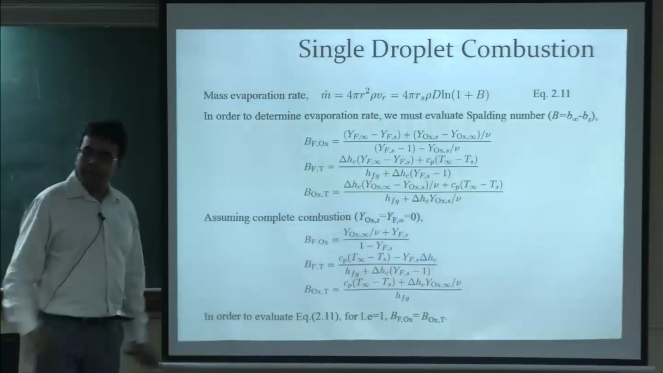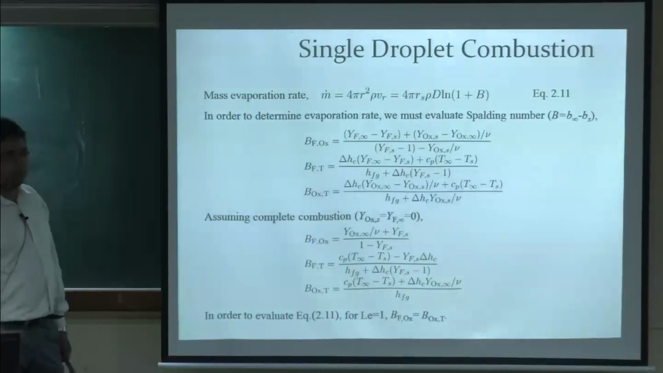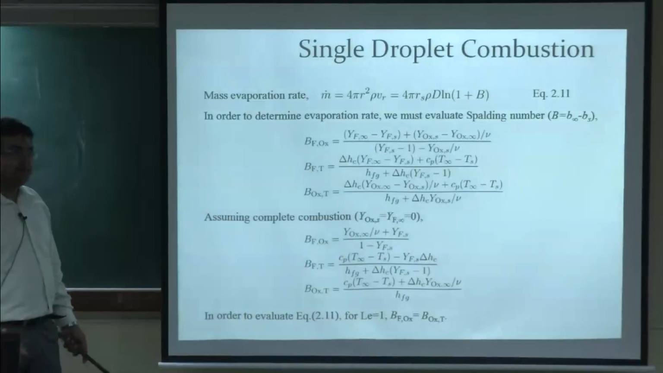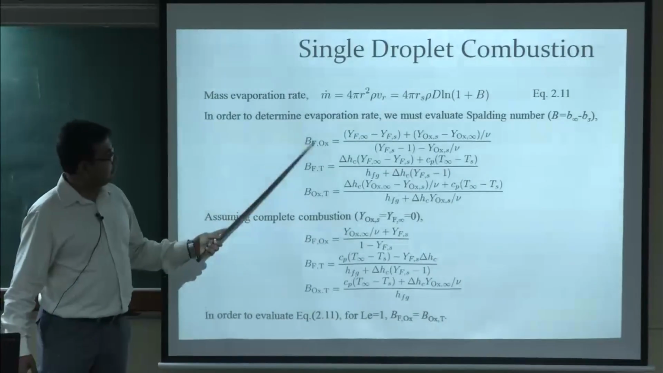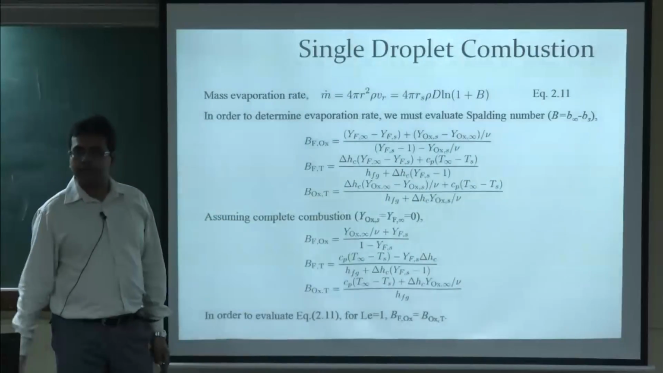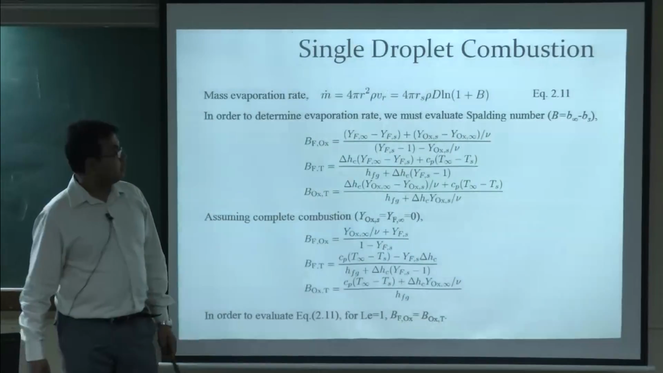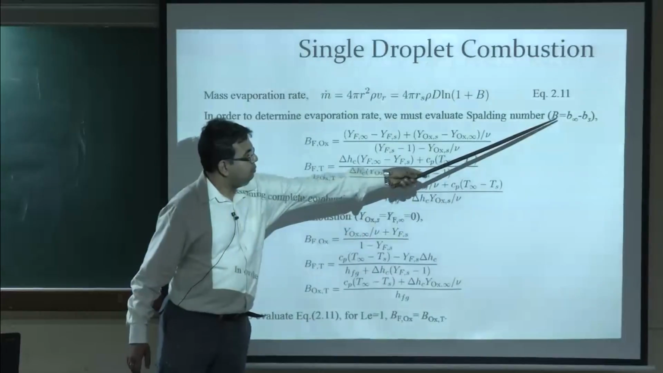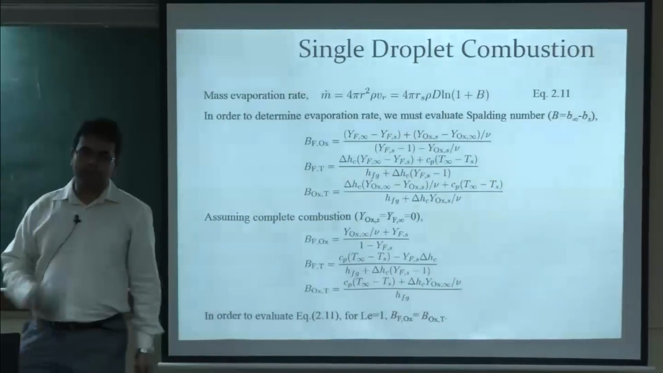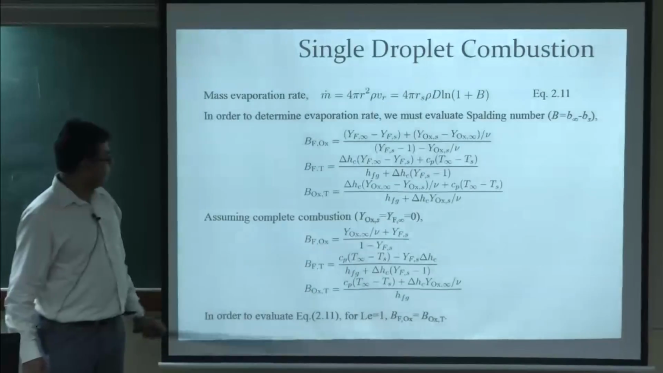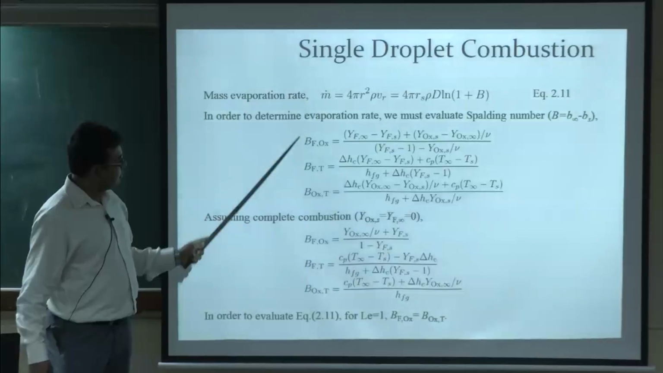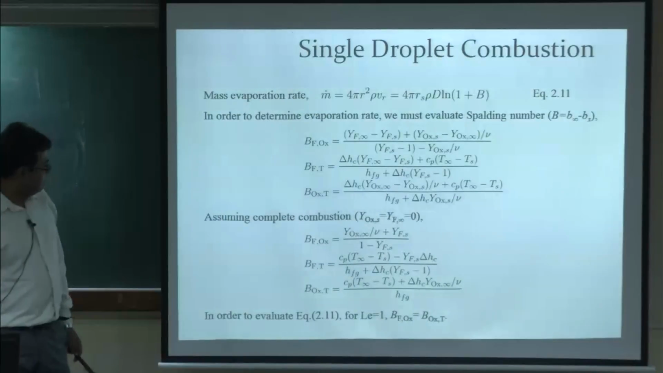So, these Spalding numbers are derived from the conserved scalar, right. We have defined the conserved scalar, and it is a normalized form, right. So, b infinity minus bs. b is the conserved scalar that we are talking about. So, the Spalding number is b infinity minus bs, where infinity is the far field and s is at the droplet surface. Okay. So, from the definition of this parameter b, you can obtain this relationship, right.